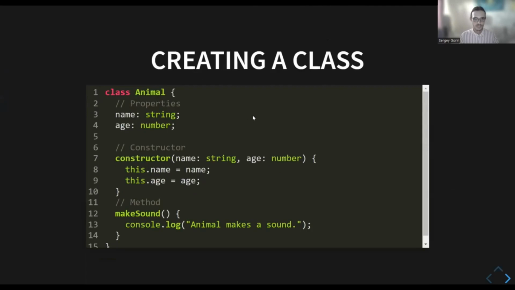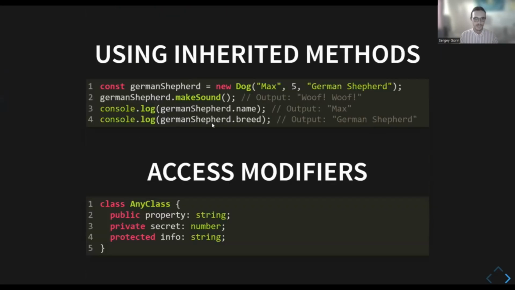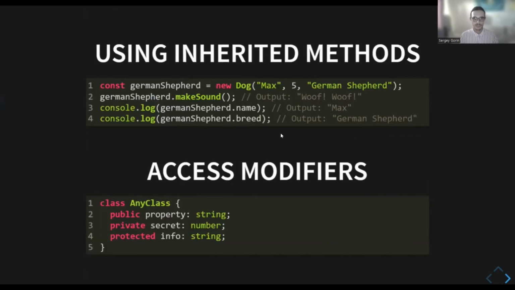So we can create a class using the class keyword followed by the class name. In the class block, we can define properties and methods. TypeScript supports class inheritance to create a subclass that inherits from a superclass. We can use the extends keyword. Subclasses inherit properties and methods from the superclass. Also, we can override methods to provide specific functionality for the subclass.